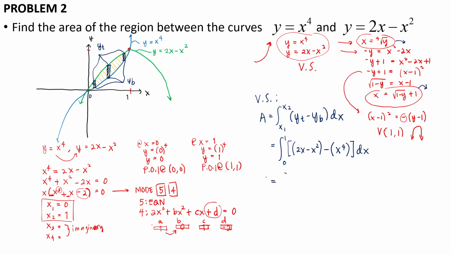Again, you're going to use your calculator. I suggest that you use it in this manner. Parenthesis first, then parenthesis for the y top function, so 2 alpha x minus alpha x squared, then minus parenthesis again, alpha x to the power of 4, then parenthesis again, dx. So in less than a minute, you now have the answer. Again, y top is this portion here, and your blue graph is this one. Okay, so the answer is 7 over 15 square units.